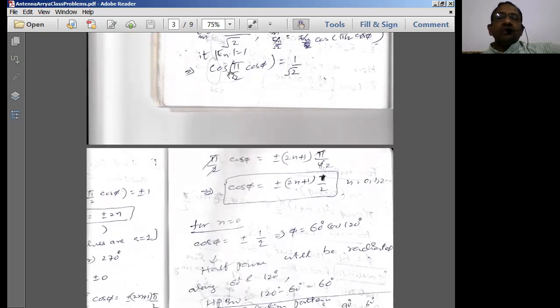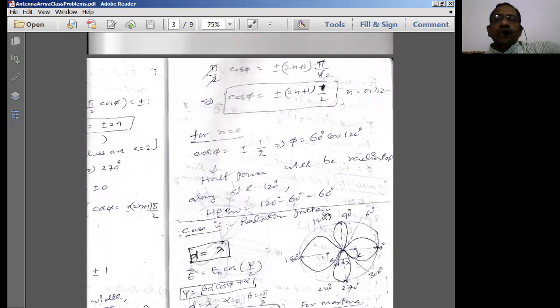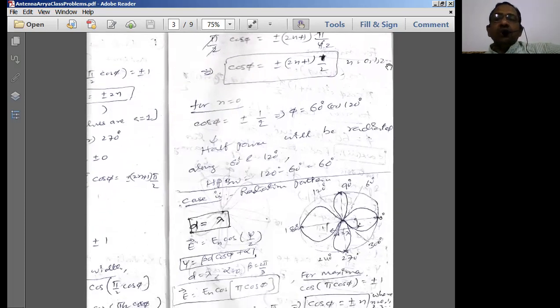So cos inverse of 1 by root 2 is equal to plus minus (2n plus 1) pi by 4. So pi will get cancelled, and 2 will go for 2 times here. I'll be getting 1 by 2 times (2n plus 1). So for n equal to 0, and so on up to n values, we'll consider this now. For n equal to 0, cos phi is equal to 1 by 2.